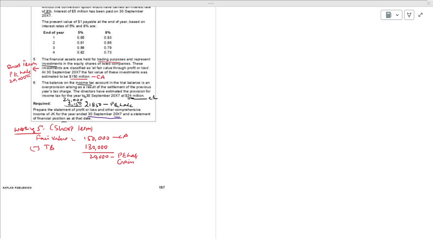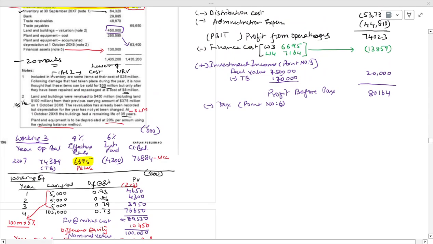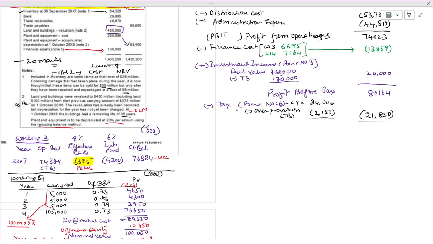21,850. Okay, but we have to write it here, for our understanding. Tomorrow when you are revising, you should not have to ask. Is it right? Point number 6, current year, how much is there? 24,000. Minus over provision. Over provision per trial balance, how much? 2,150. Yes. It comes to 21,850.